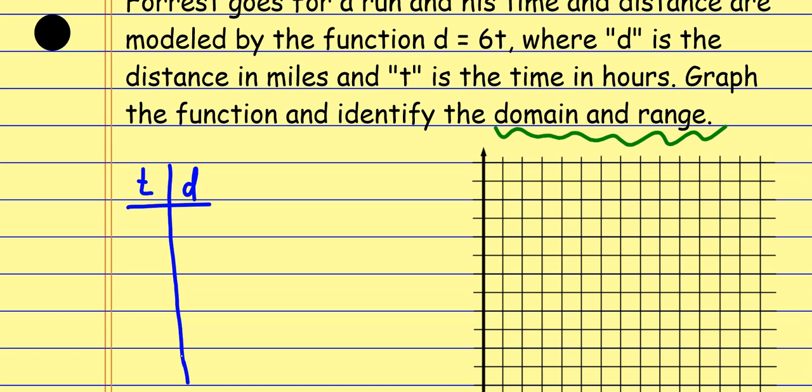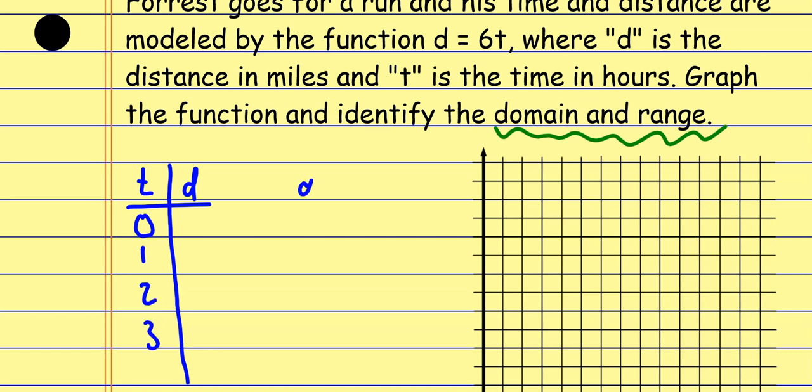But how about this? Could time be 0? What would it mean if he ran for 0 hours? It means he didn't feel like going for a run that day, or maybe it was raining that day. I'm not going to run in the rain. So the first value I'm allowed to use is 0. And that's what we're talking about when we say identify the domain and range, think about the domain and range. The domain is what we plug in. Well, in this case, I can't plug in negatives. I have to start with 0. And then I could plug in things like 1 or 2 or 3, okay?